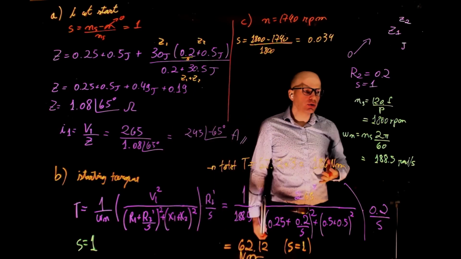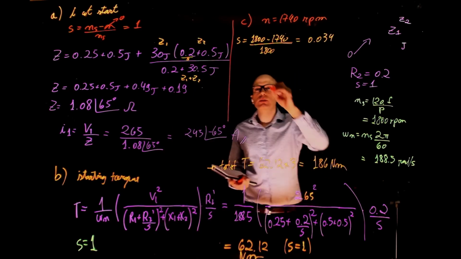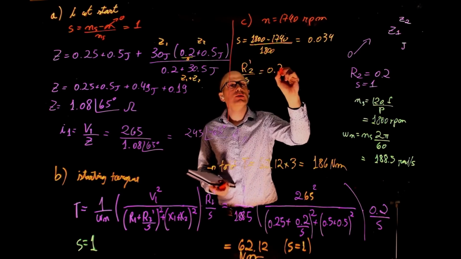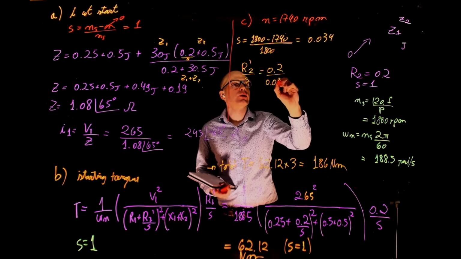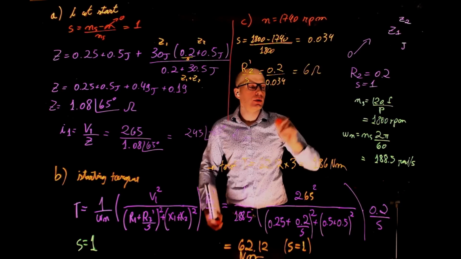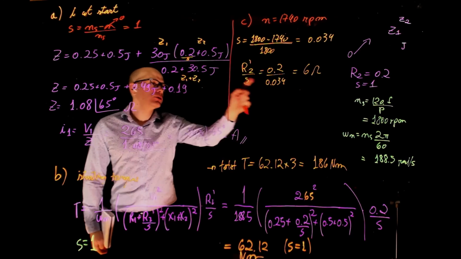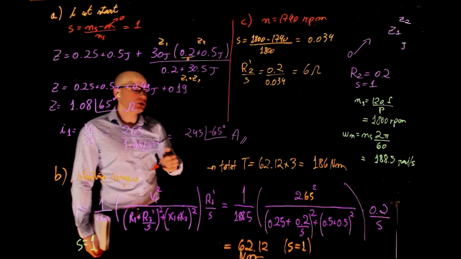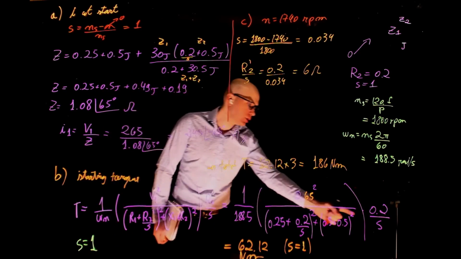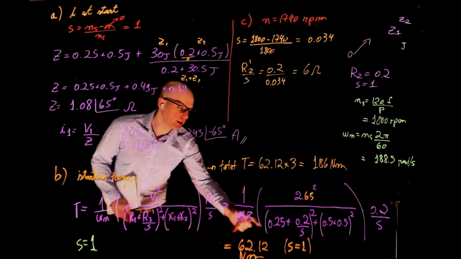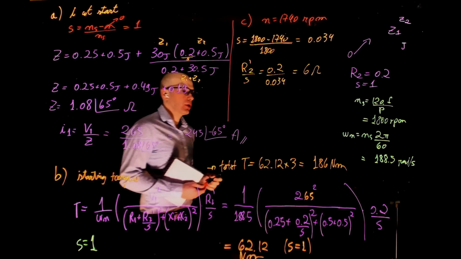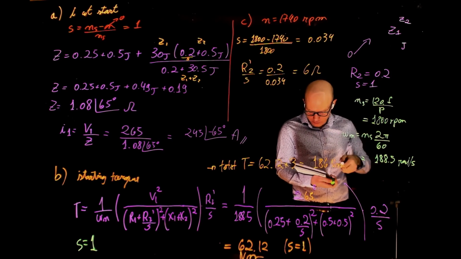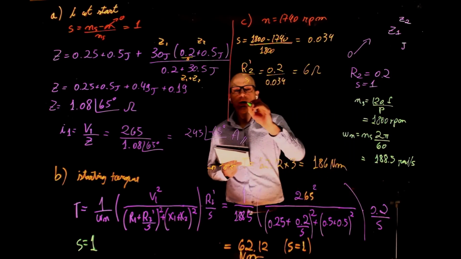So I don't think we need to redo that. We can just replace R2 prime over S with 0.2 divided by 0.034, which is 6 ohms. So we go from 0.2 to 6 ohms. What changes? The input current will change. The torque here will also change because this value and this value here are changing. So I'm going to skip that and just give you the value for the full load current.